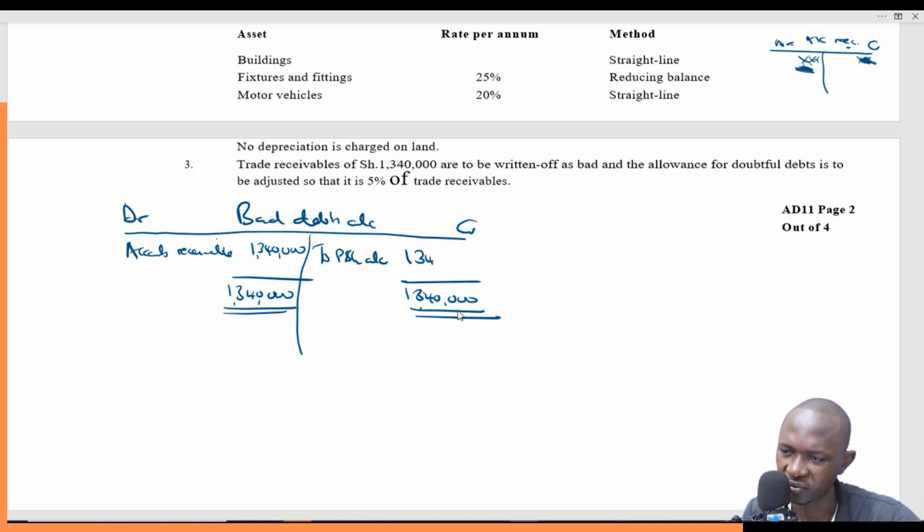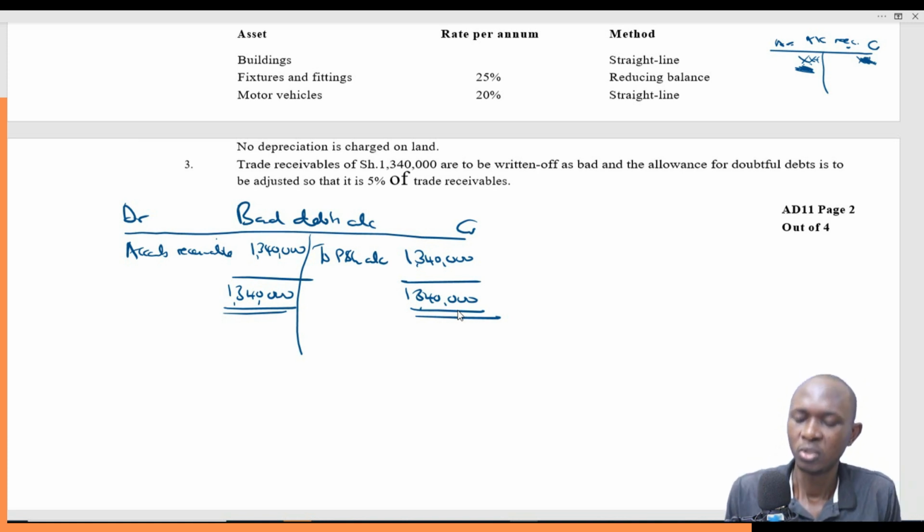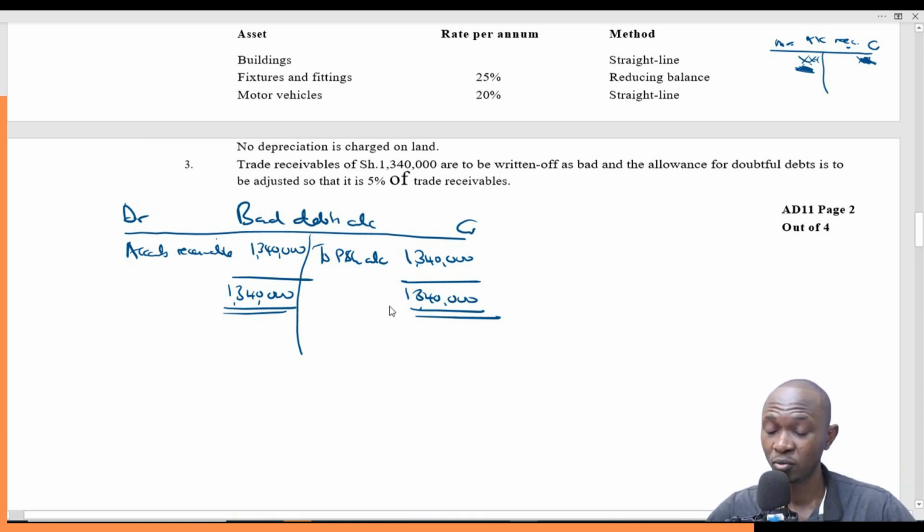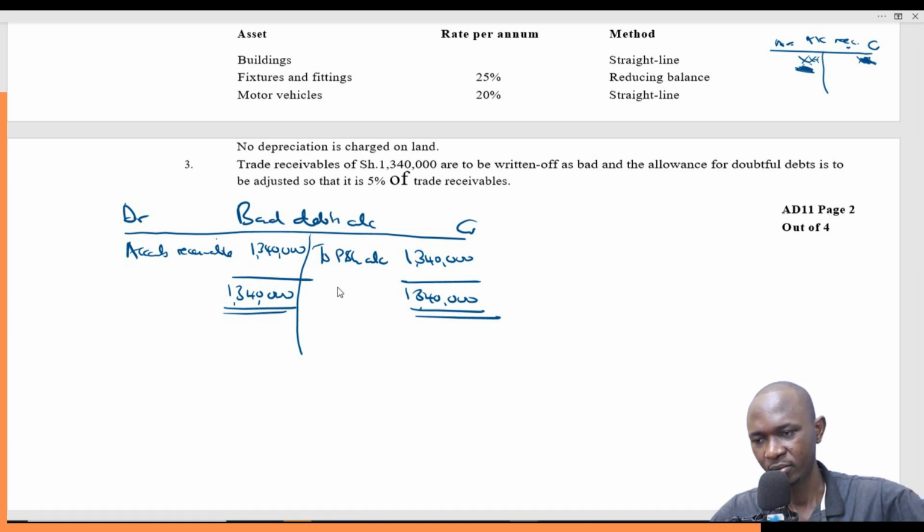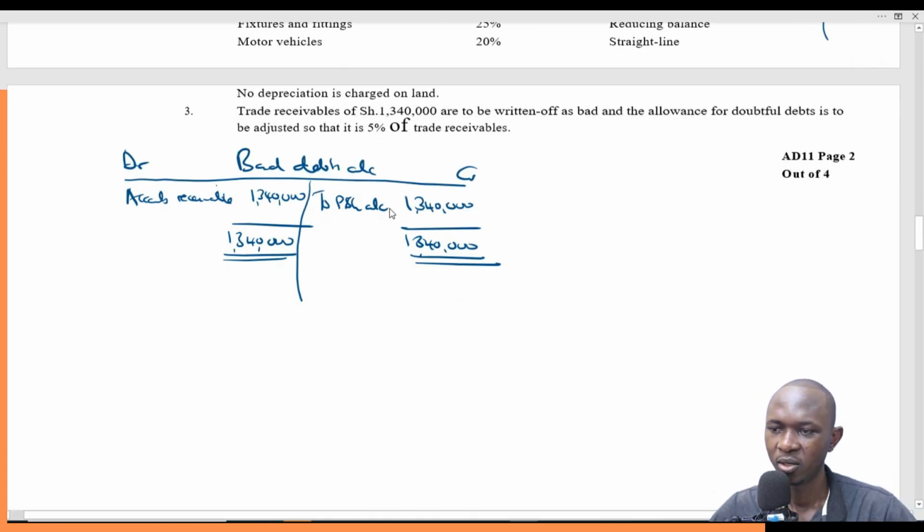And we put this figure here, 1340. When it goes to P and L, it will assume the debit side. You can see it's on the credit side here, so it goes to P and L, automatically it assumes the debit side, and that explains why it's found on the debit side, under expenses and losses, debit side of the P and L. So this is how this account will be.